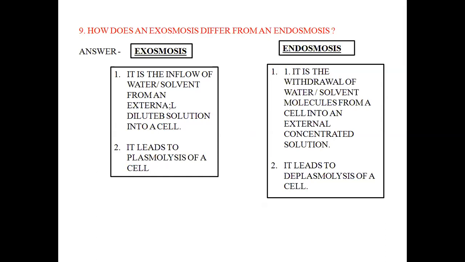Whereas, if by some or the other means the outside of the cell becomes highly concentrated than inside the cell sap of the plant, then water moves from inside of the cell to the outside, and this is known as exosmosis. And it leads to plasmolysis of the cell, means shrinkage of the protoplasm. Even it may lead to wilting, dehydration. So this is the basic difference between exosmosis and endosmosis.